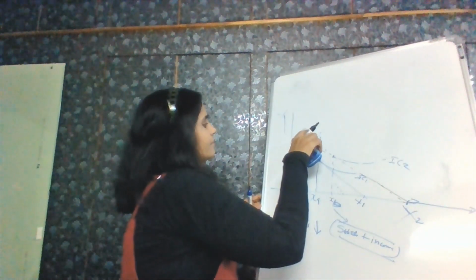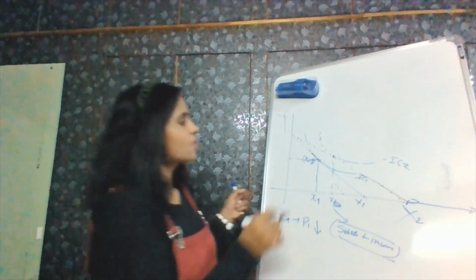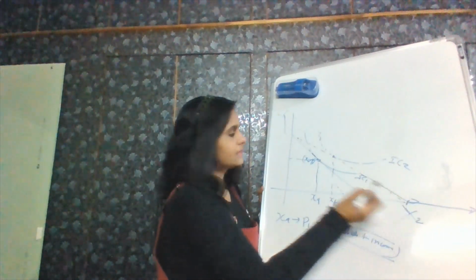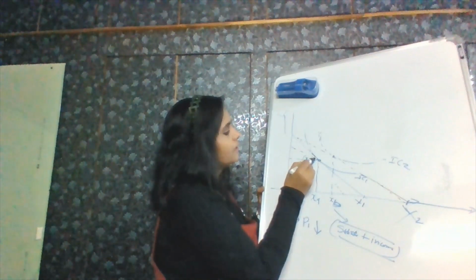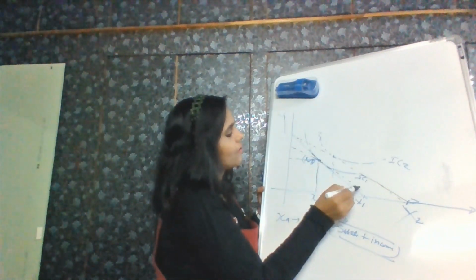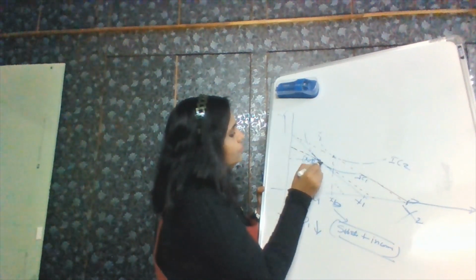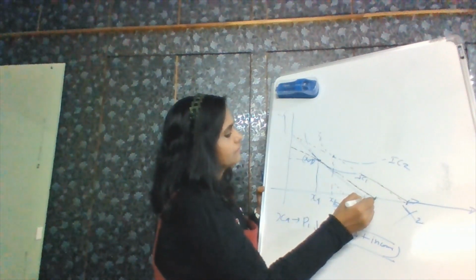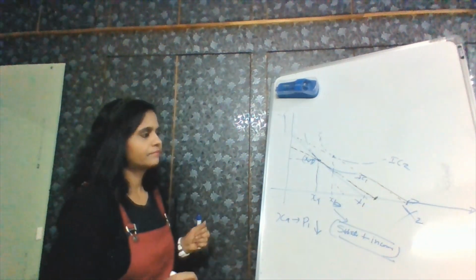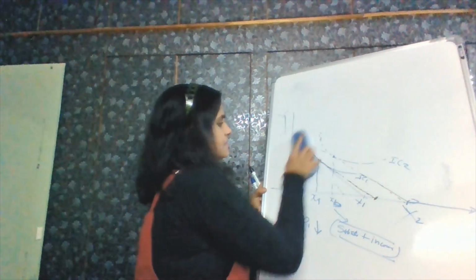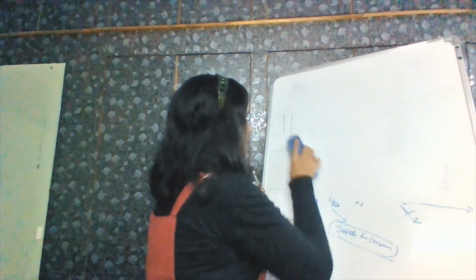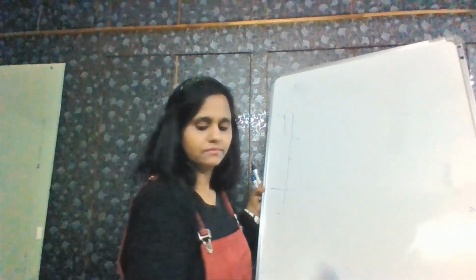So you need to draw a line which is parallel to your new budget line, and that should pass through this point, so that what you were able to buy earlier you are able to buy now also. So that is your new line. This is a little bit messy, so I'll draw it again so that it's more clear.